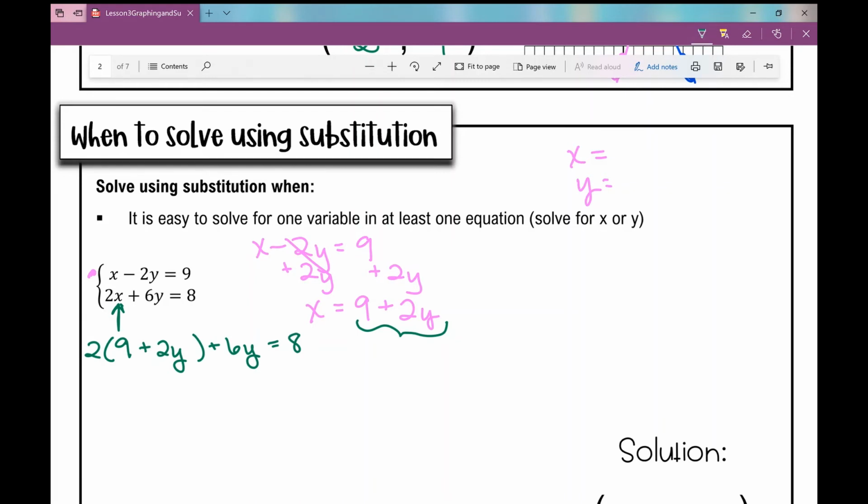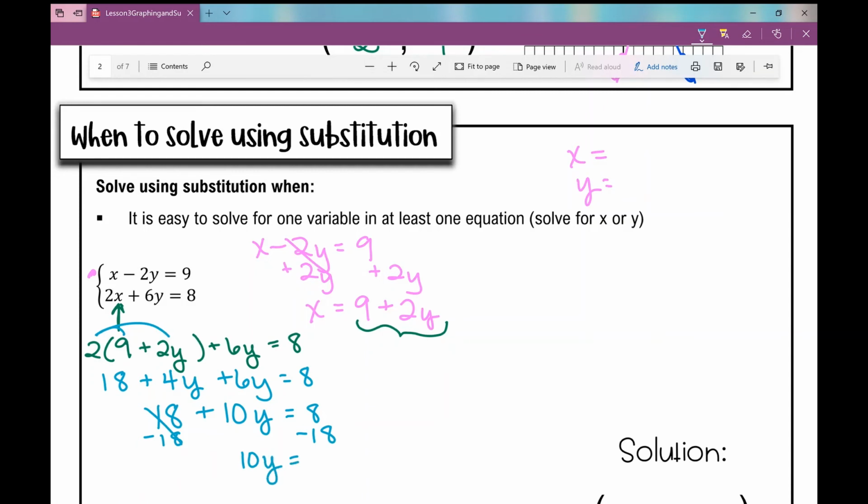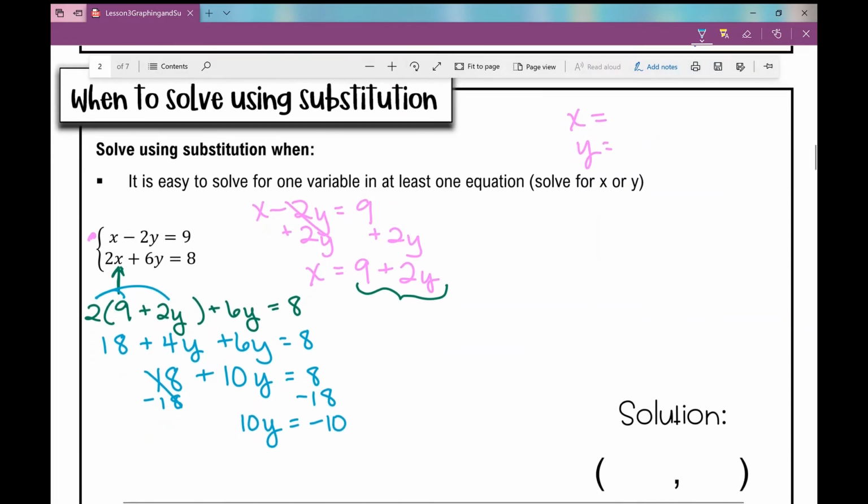And now I'm just going to solve. I've got one equation, one variable. So I'm going to distribute this to get 18 plus 4y plus 6y equals 8. I'm going to combine like terms. 4y plus 6y is 10y equals 8. What do I do now? Subtract 18 from both sides, and I get 10 times y equals negative 10. And now what am I going to do? Divide both sides by 10, and I get y equals negative 1.